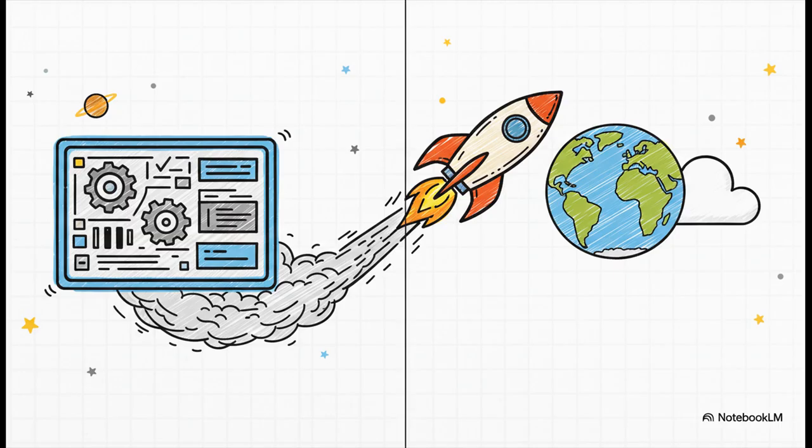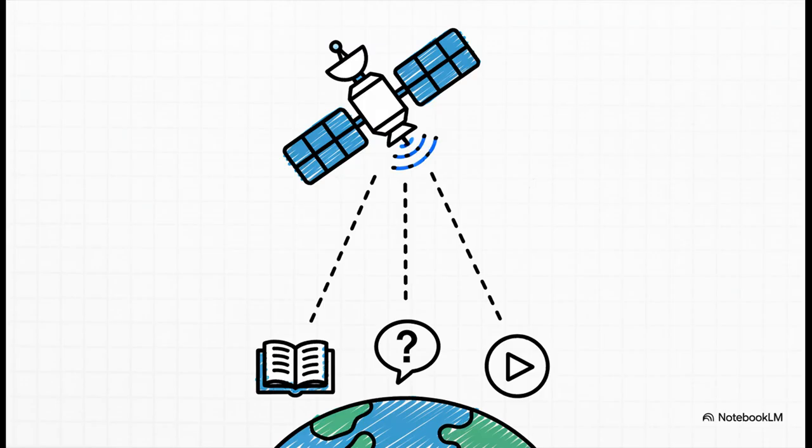5, 4, 3, 2, 1, and we have liftoff. But hey, just because the rocket is off the ground doesn't mean the mission's over, not by a long shot. Now you've got to communicate back to Earth. Activity 2 is all about creating crystal clear user documentation. I'm talking guides, FAQs, maybe even some short video tutorials. The goal here is to get ahead of user questions and empower them, which, trust me, is going to save your support team a ton of time.